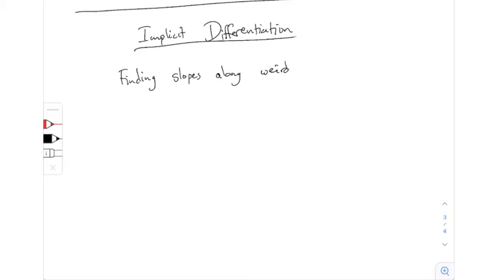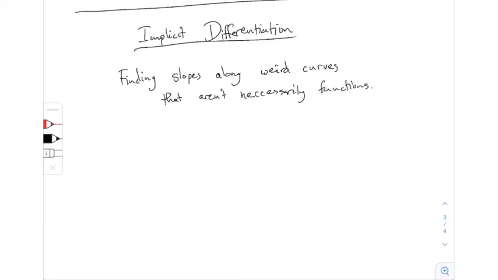We're going to see some very weird curves today. Finding slopes along weird curves that aren't necessarily functions. Although, of course, you can do this for functions. It's just not usually necessary if it is a function.